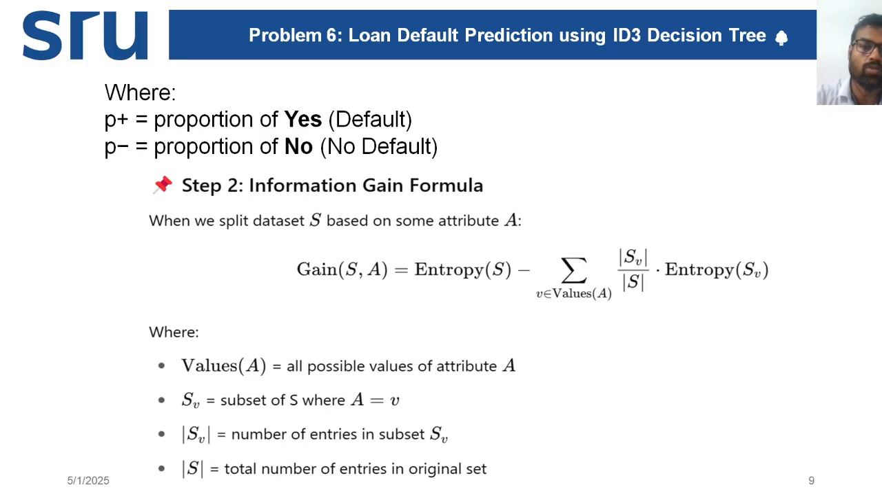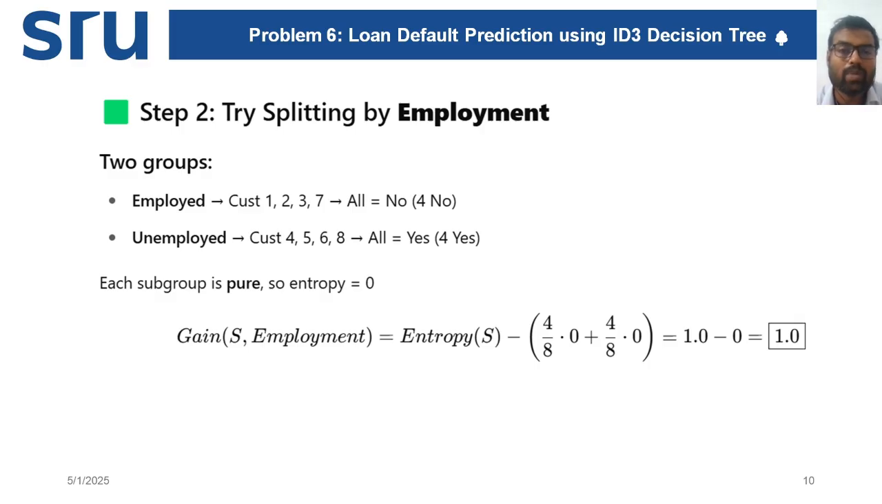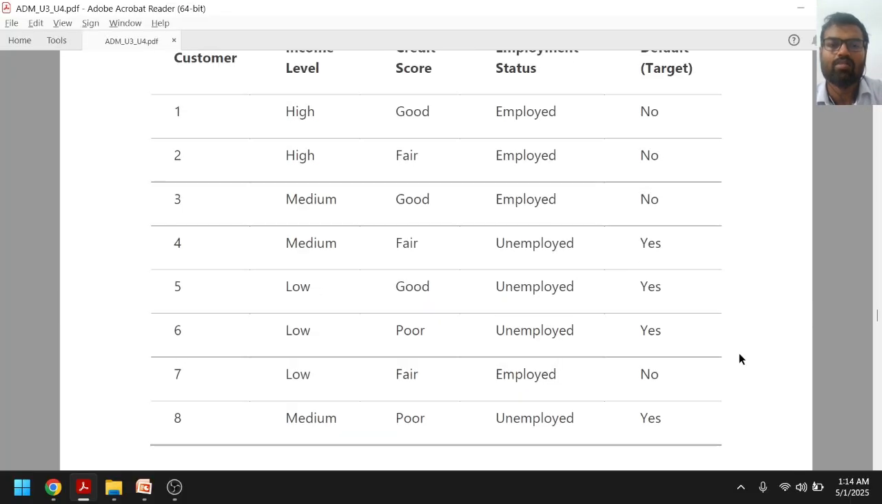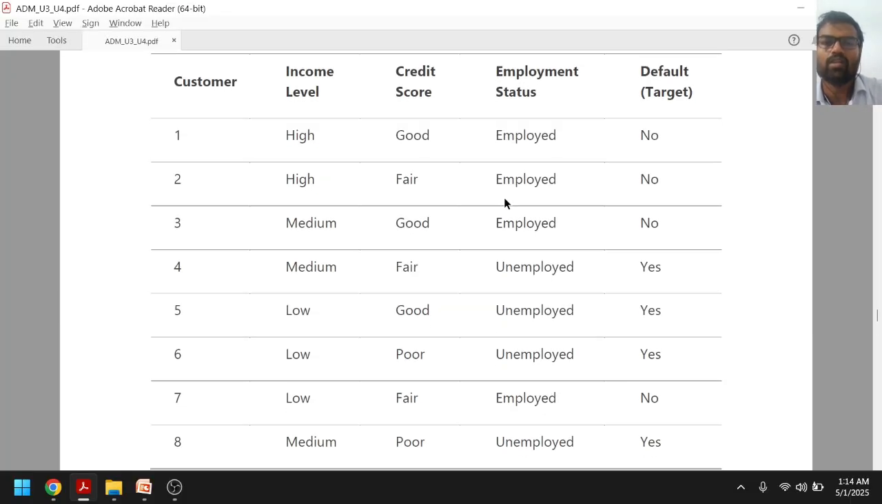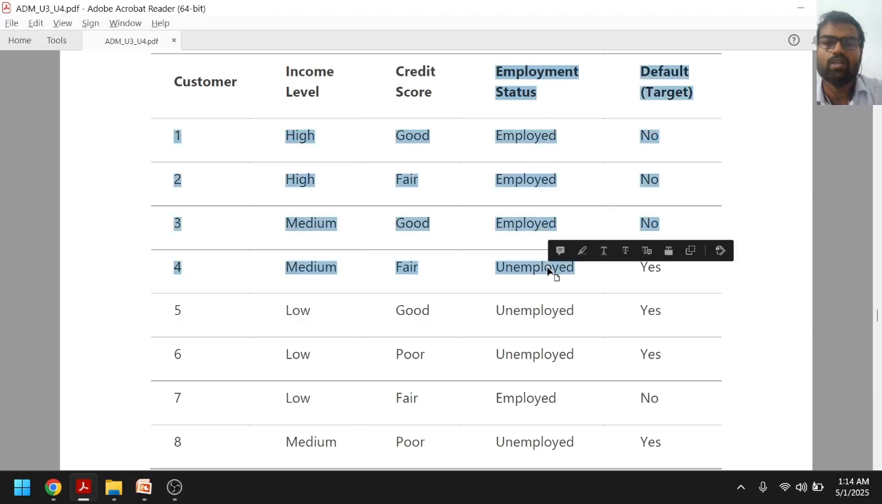Let's see now what we do. We are looking into the information gain formula. Based on the entropy, we are going to subtract. Let's get back into it. Try splitting. For the whole data set, the data points are very impure. Now based on two groups, employed and unemployed, let's have a look. This is the employment status we are looking at.